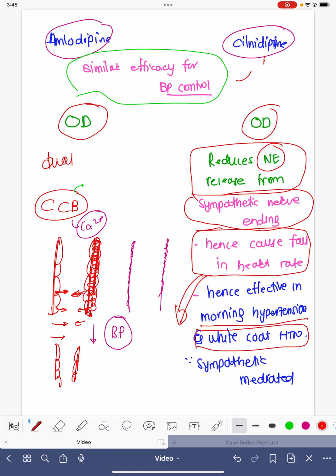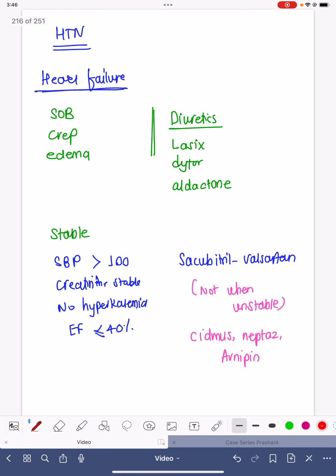Those patients, whenever they come to the hospital, whenever they meet any doctor, they automatically feel stressed, panicked, and their heart rate and blood pressure increase. That problem can be tackled with cilnidipine because it will reduce the norepinephrine release from the sympathetic nerve endings, and it will counteract white coat hypertension as well.